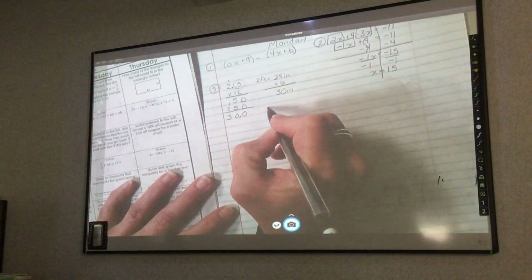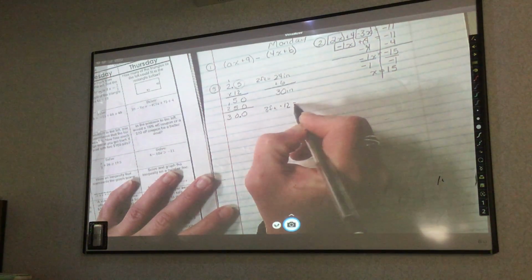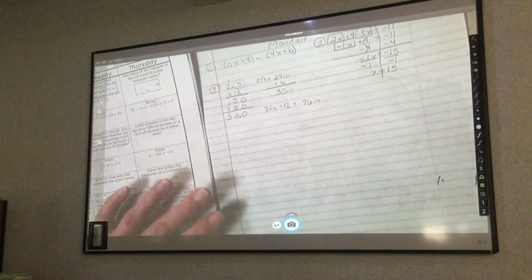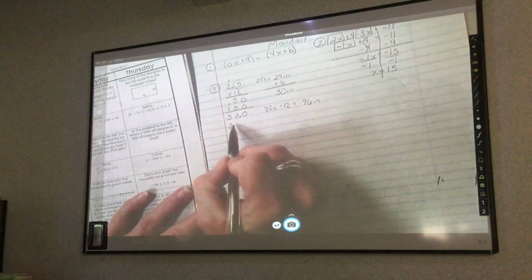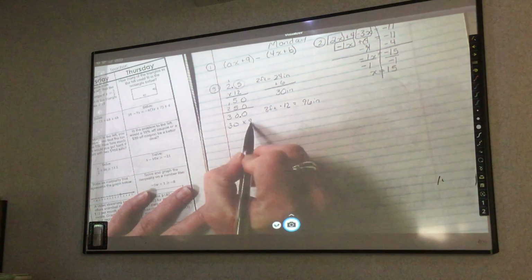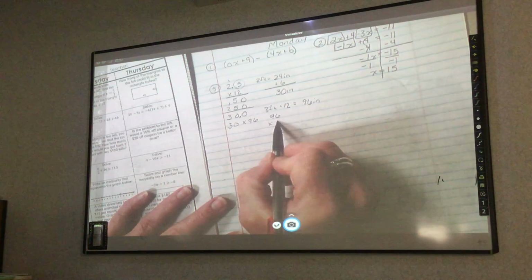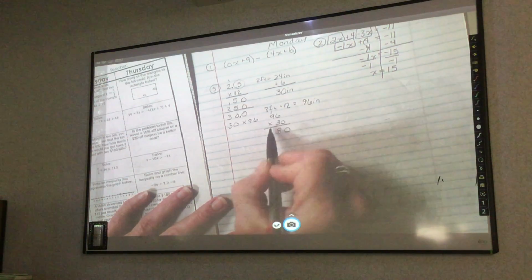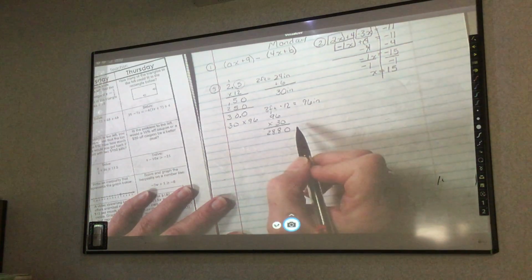And 8 feet times 12 is 96 inches. Are you guys with me on that? So now my backsplash is 30 by 96. So I'm going to find the area, 96 times 30. 18, 27, 28. Okay, so I've got this in square inches.